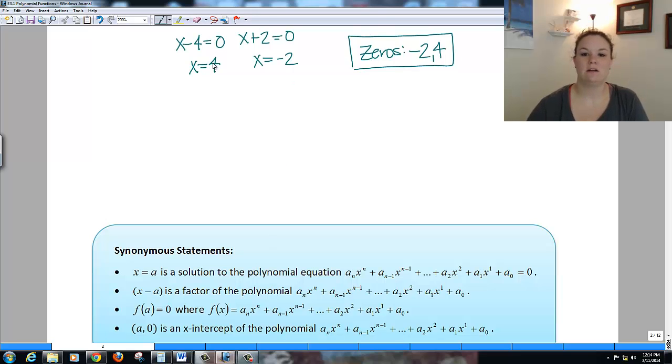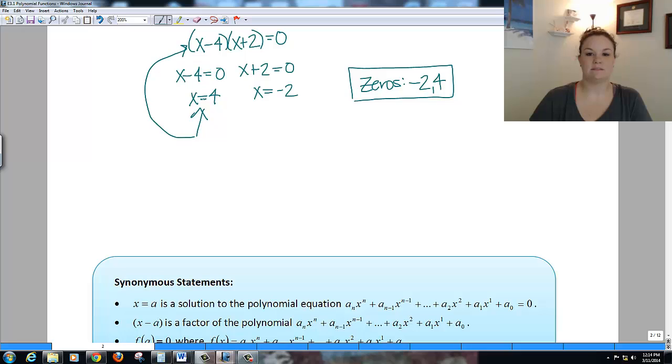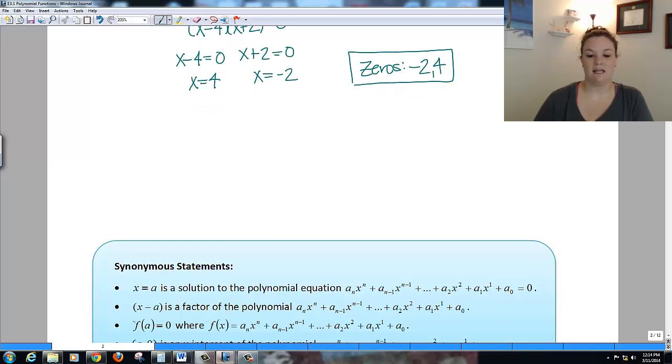So notice up here, if I look at what the second bullet is saying, they're saying that if x equals 4 is an answer, then x minus 4 was a factor, which is true. All I do is change the sign, because it would be like moving it back across the equal sign. So if you get an answer for x, that means if you were to subtract that answer, that would be a factor of this polynomial. The next thing it says is that f of a is 0.